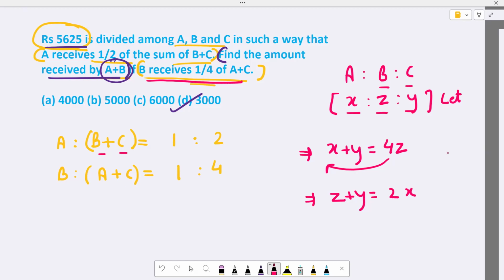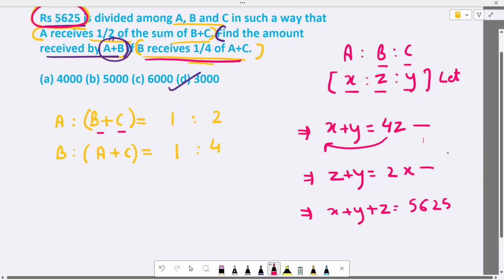Now we know that here there are 3 variables. And if we have just 2 equations, that is this and this, we cannot solve the equations, right? We need 3 equations to solve 3 variables, and at least 2 equations to find the values of 2 variables. So we'll have a third equation also here if you look at the question carefully, which is the given value, that is X plus Y plus Z is equal to 5,625.